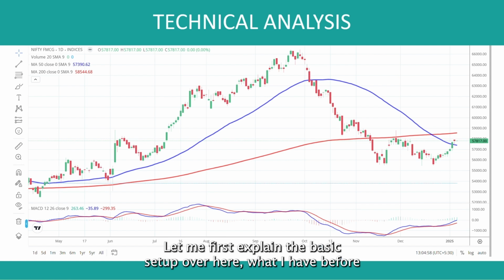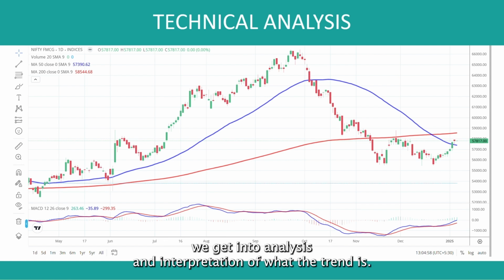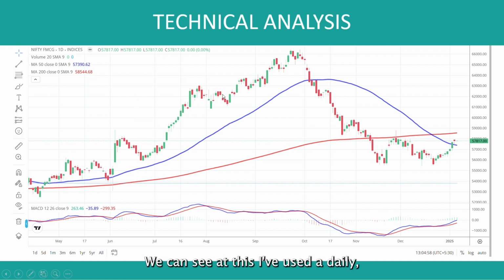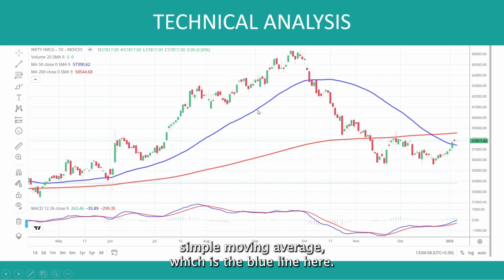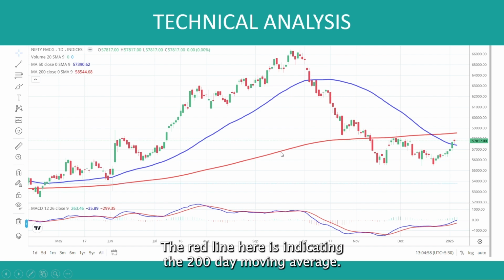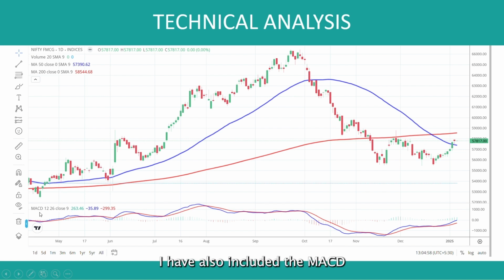Let me first explain the basic setup, what I have, before we get into analysis and interpretation of what the trend is. I've used a daily time frame chart for the FMCG index. We've put in the 50-day simple moving average, which is the blue line here. The red line is indicating the 200-day moving average. I have also included the MACD oscillator. More about this later in the video.